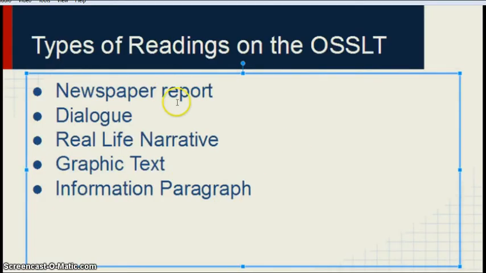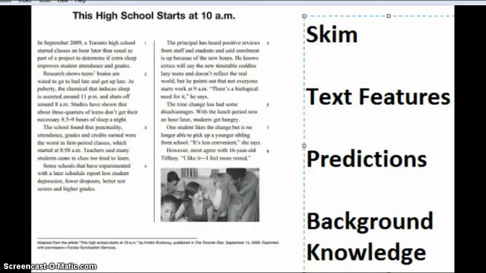Okay, on the literacy test there are a number of different types of reading that you're going to see. You're going to see a newspaper report. You're going to read one. You're also going to write one, but you will read a newspaper report and answer some questions. You'll see a dialogue, so a conversation between two people. You'll see a real-life narrative, so a story about a person. The graphic text, which uses images and diagrams and charts and graphs to help convey information. And then you'll see an information paragraph. You'll do 5 different types of reading on the test itself.